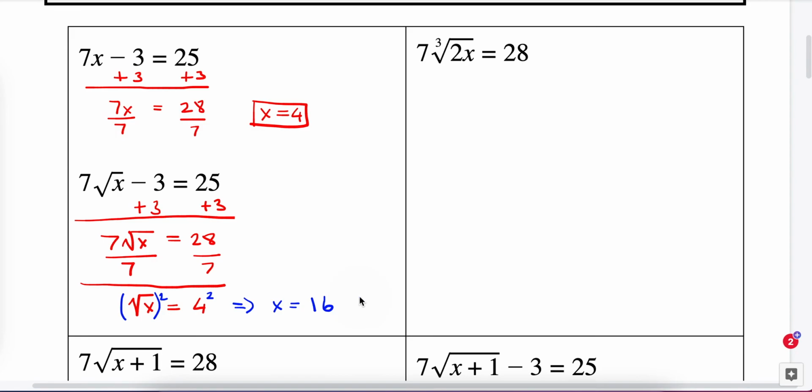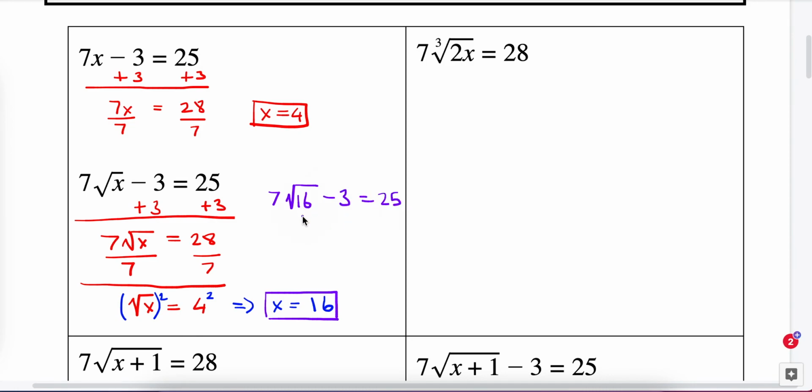We do need to check our solution. So let's check our solution. Make sure that this x equals 16 actually works. So let's plug 16 into the original equation and see that it works. We can do this using a calculator if you like. You just do 7 times the square root of 16 minus 3 equals 25.